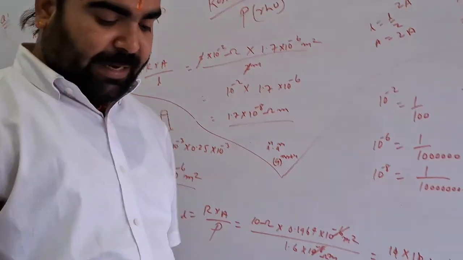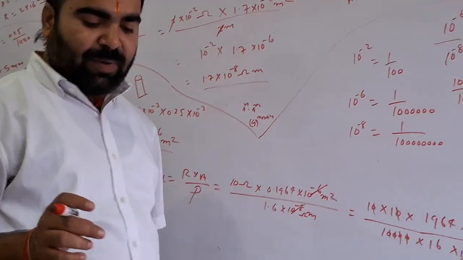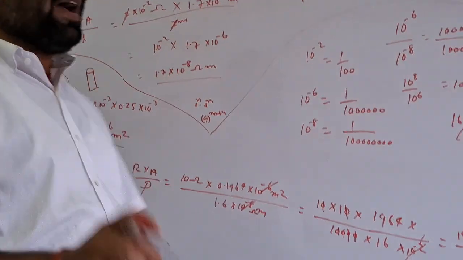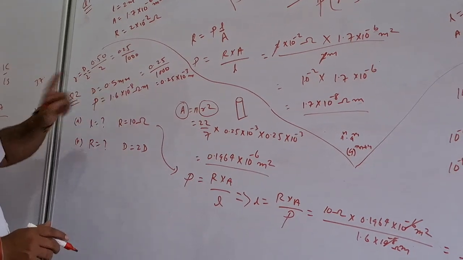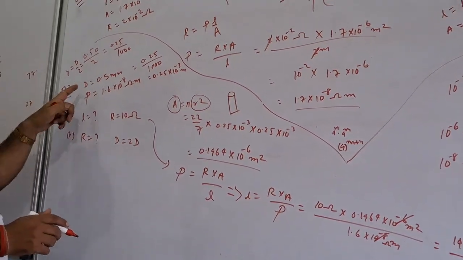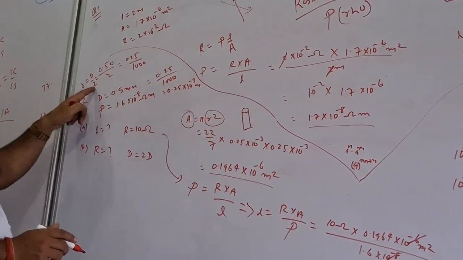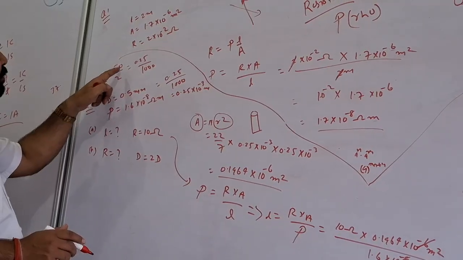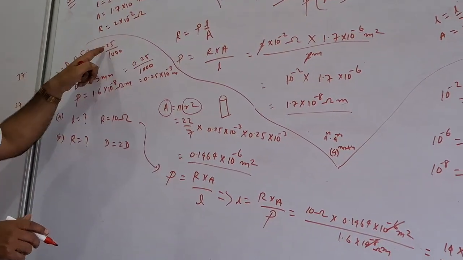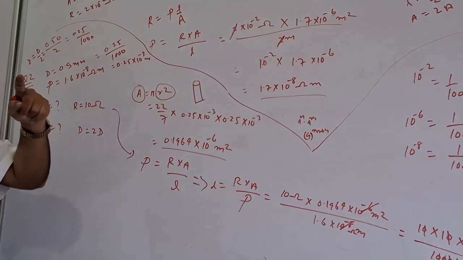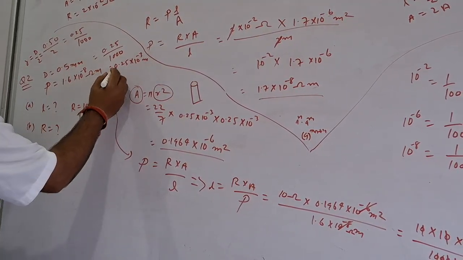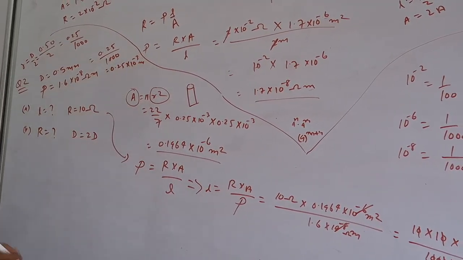Understood? Second question. A copper wire has a diameter of 0.5 mm. There is a copper wire whose diameter is 0.5 mm. So the radius would be, we know that radius is equal to d by 2. So 0.5 divided by 2 is equal to 0.25, divided by 1000 because we have to convert it into meter. So 0.25 into 10 to the power minus 3 meter.